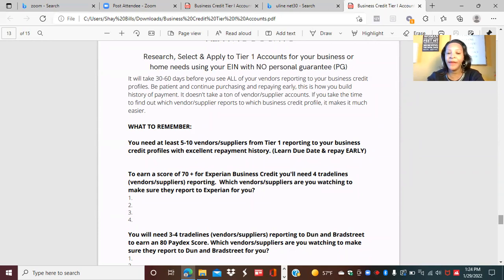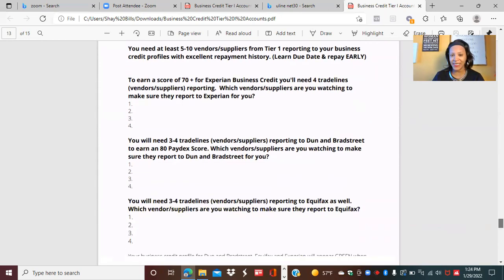To earn a score of 70 for Experian, you need 4 trade lines. Which vendors, suppliers are you watching to make sure they report to Experian for you? So which vendors from the list should be reporting to Experian? I know one of them should be NAV. Okay, NAV should be on each one of these lists.